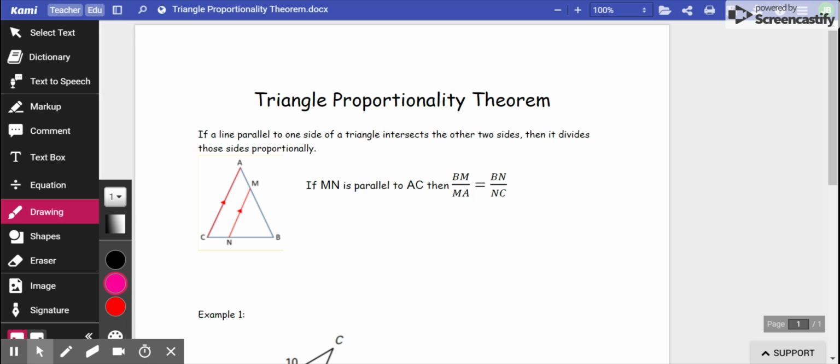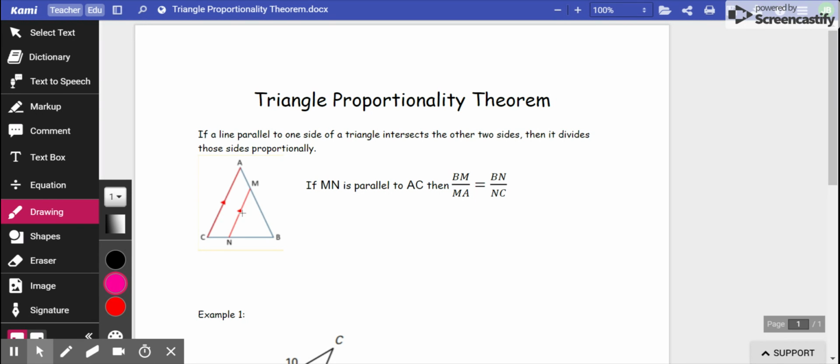Welcome, and we're working on the proportionality theorem. It's if a parallel to one side of a triangle intersects the other two sides, then it divides those sides proportionally. Basically, the key thing is that you don't have to have it parallel to the base of the triangle, as it's shown on my example here. It can be parallel to one of the sides.